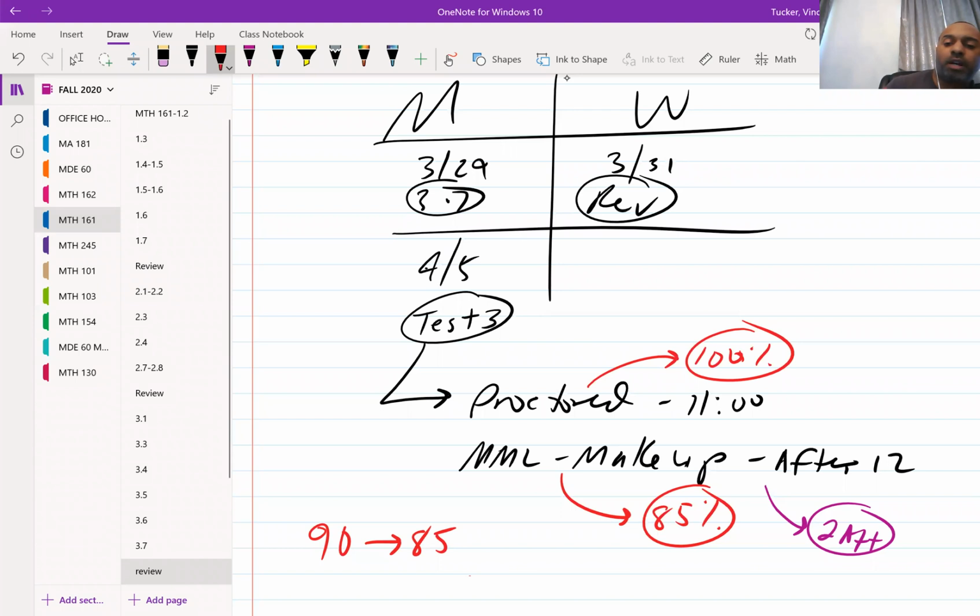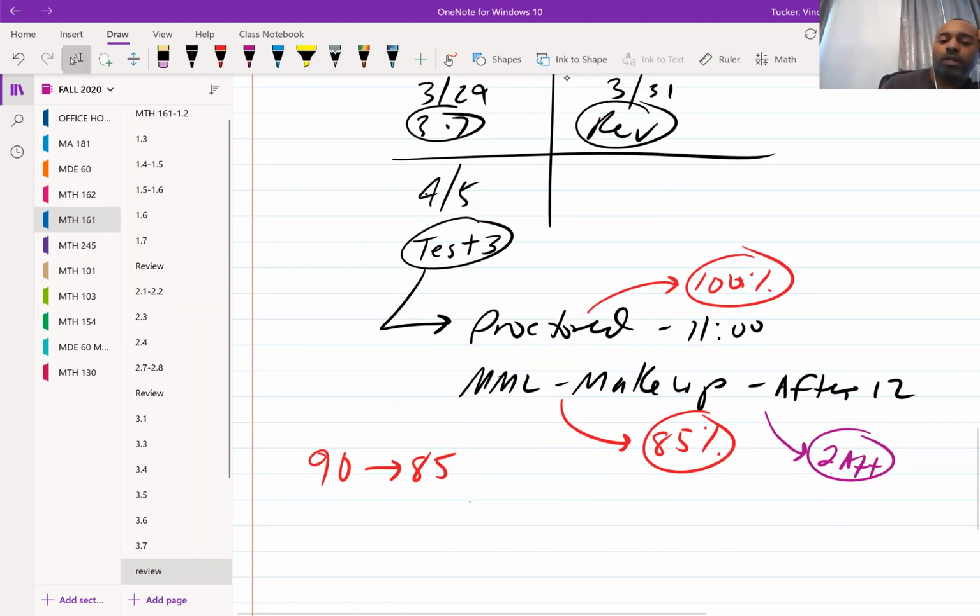And that's because you could have at the most 3 shots of taking the test. The proctored test, then once I post it in my math lab, you will get 2 shots to get the best grade possible.